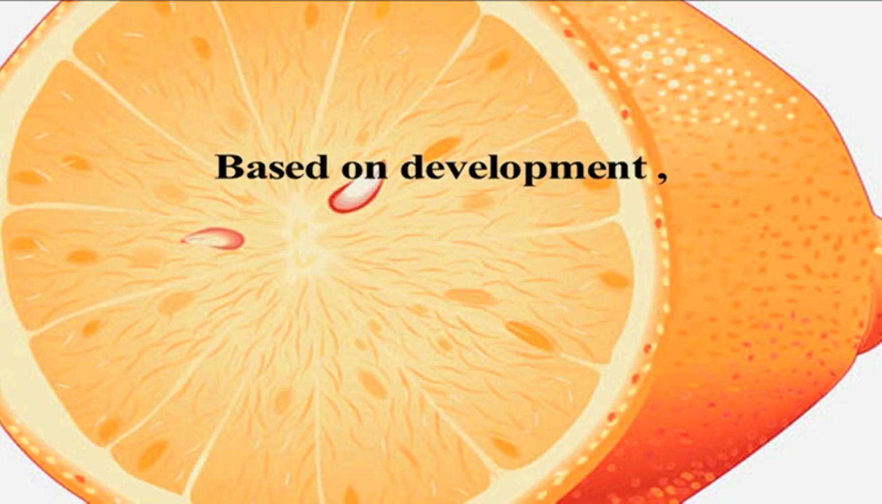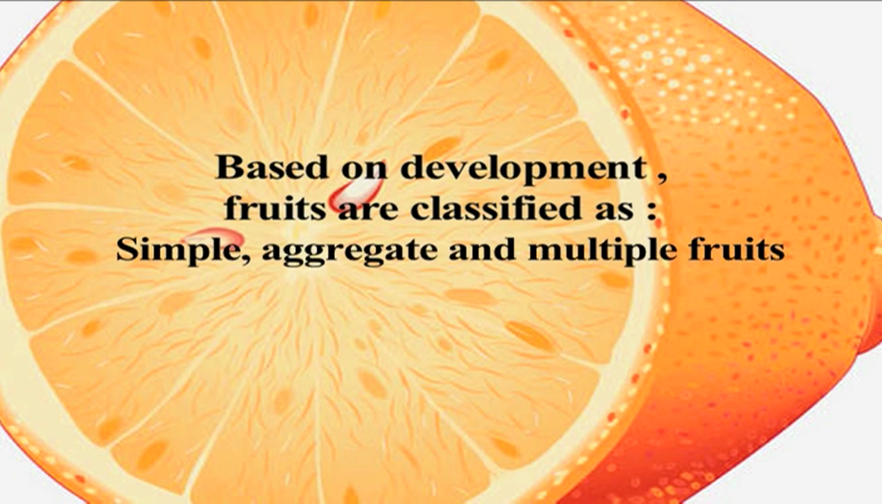In aggregate and multiple fruits, the component derived from an individual pistil is called a unit fruit. Based on the development, fruits are generally classified as simple, aggregate, and multiple fruits. Each of these categories comprises several fruit types as discussed here.